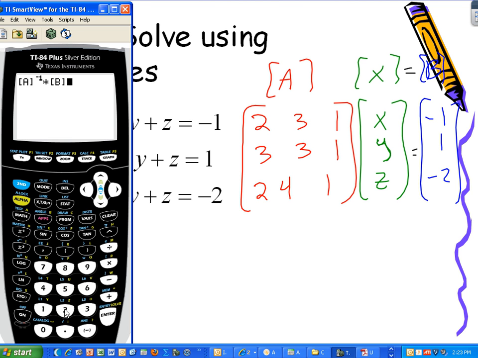Yes. If we want to isolate the matrix X, which is the one we want to, that's the variable matrix, I just multiply A inverse, the inverse of the coefficient matrix times the constant matrix every time. And now if I hit enter, look what it tells me. Now, what's that mean?